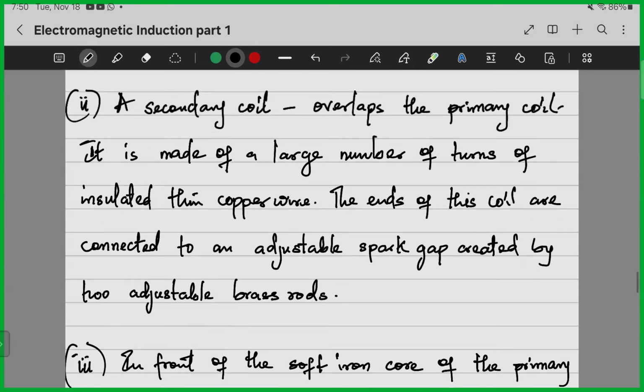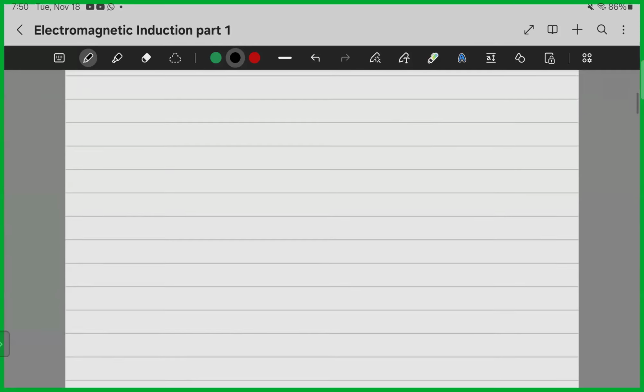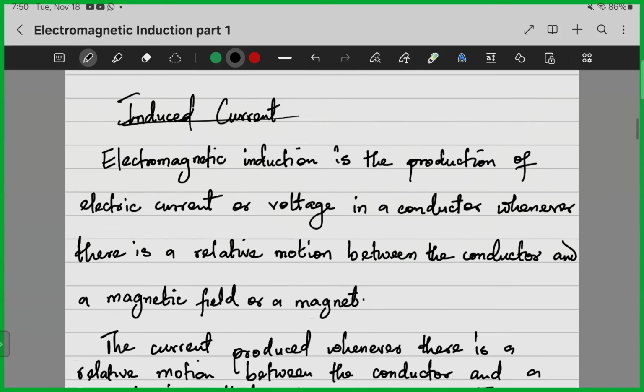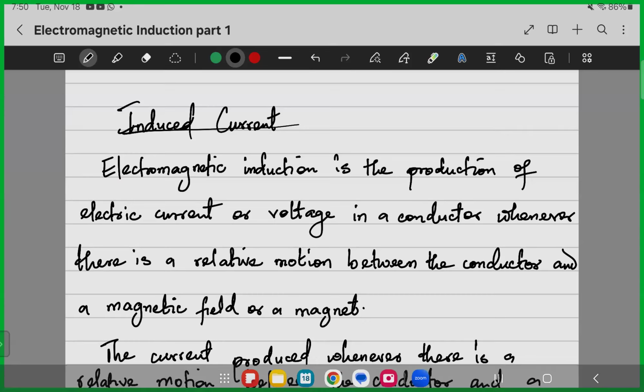So yeah, these are the notes for today, and I hope you just take them down, reread them, revise them, and I hope you are also doing your own personal revisions for your exam. So this is the induced current, electromagnetic induction part 1, and I'll see you in my next class.